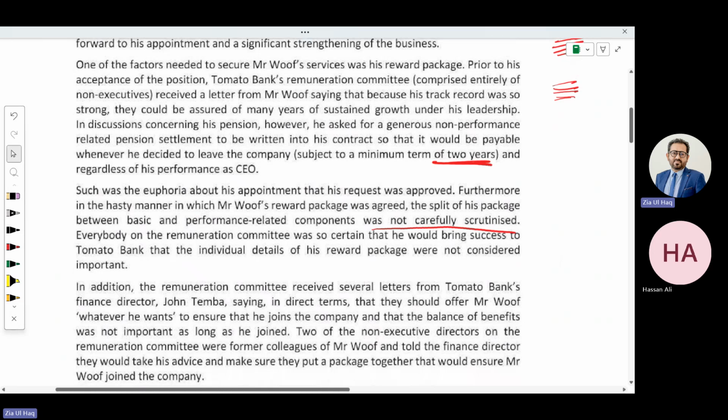Everybody on the remuneration committee was so certain that he would bring success to Tomato Bank that the individual details of his reward package were not considered important. When he joined the business, there will be so much profitability for the business, so much success for the business. Whatever he wants, that doesn't matter.